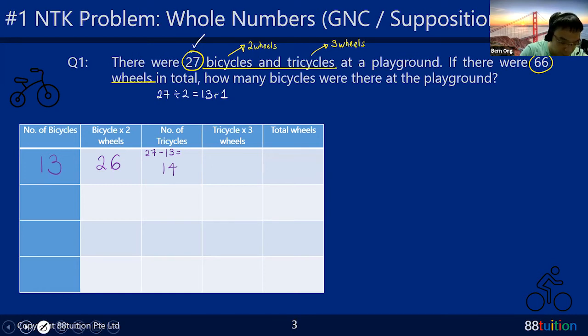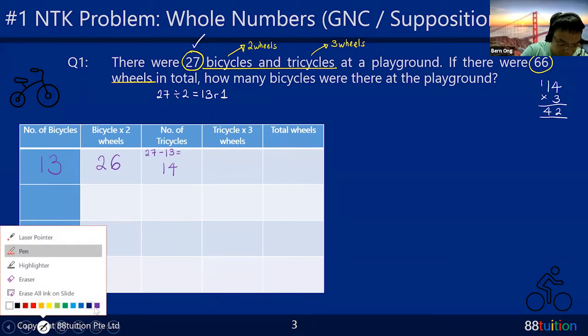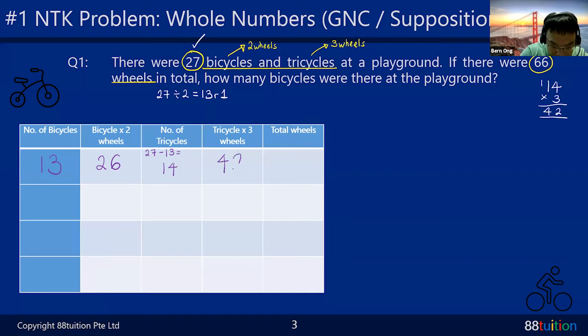So actually, if you don't know what 14 times 3 is, don't panic. At the side, do a working now. You know how to do working, right? This long multiplication, you should get 42. So just put your 42 into your total wheels down here. And remember, there must be 66 wheels to guarantee that it's correct. So how? We take 42 plus 26. Can you do a quick addition? 4 plus 2 is 6. 6 plus 2 is 8. Hey, very close, you know.